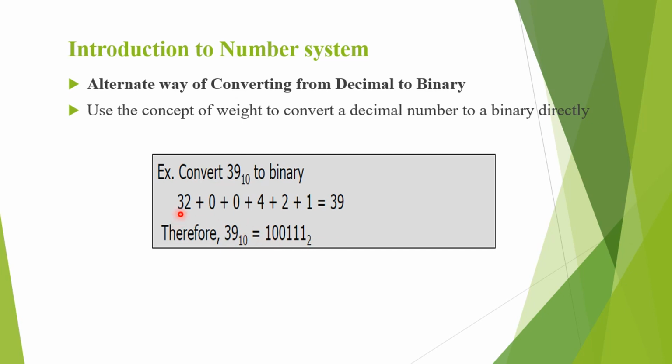So 32 is in the 2 to the power 5 position. So it will be the MSB position. So 1. Next bit is not considered for addition, so it will be 0. So next bit again is 0 because that particular weight is not considered. And next 3 bits are 1 because the weights are considered for those respective bits. So the representation of 39 is 100111 in binary.